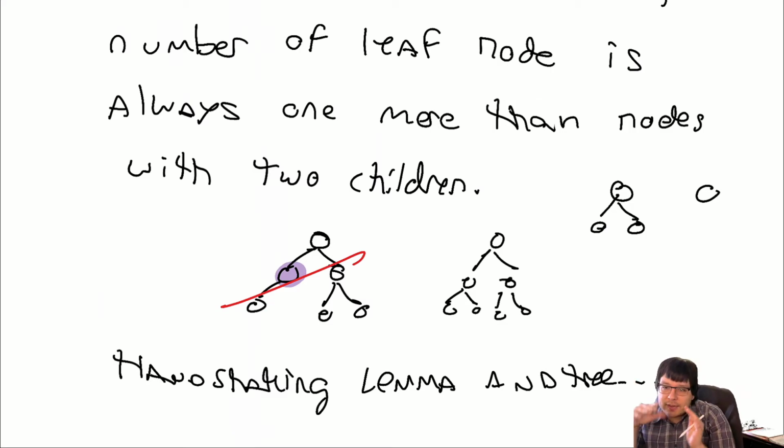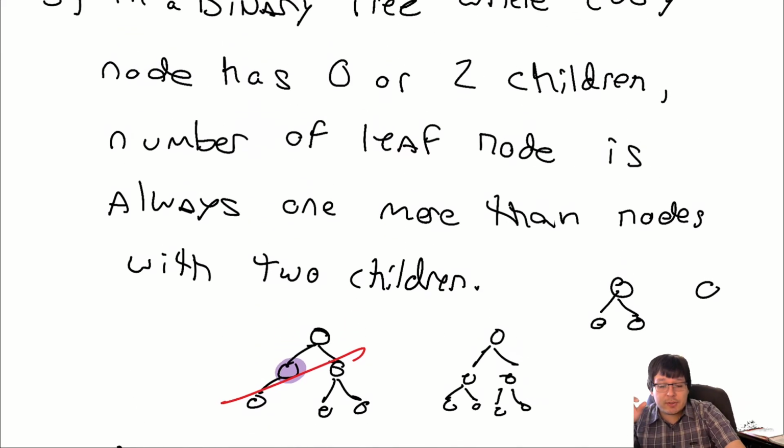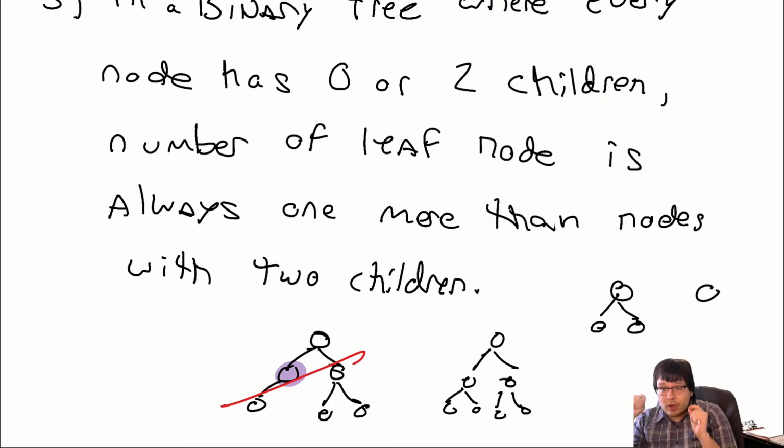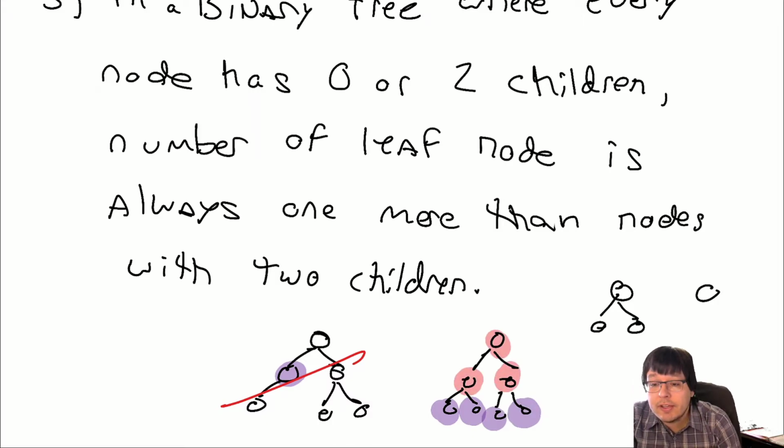But what they're saying is, when you got this special kind of tree where it only has 0 or 2 children, we can very easily tell you how many leaf nodes there are if you know how many nodes with 2 children there are, or vice versa. Okay? So in this case, we have 4 leaf nodes, and we have 3 internal nodes that have 2 children. In this one on the right, we have 2 leaf nodes and only 1 internal node with two children. Okay, so as you can see, it's always 1 less.